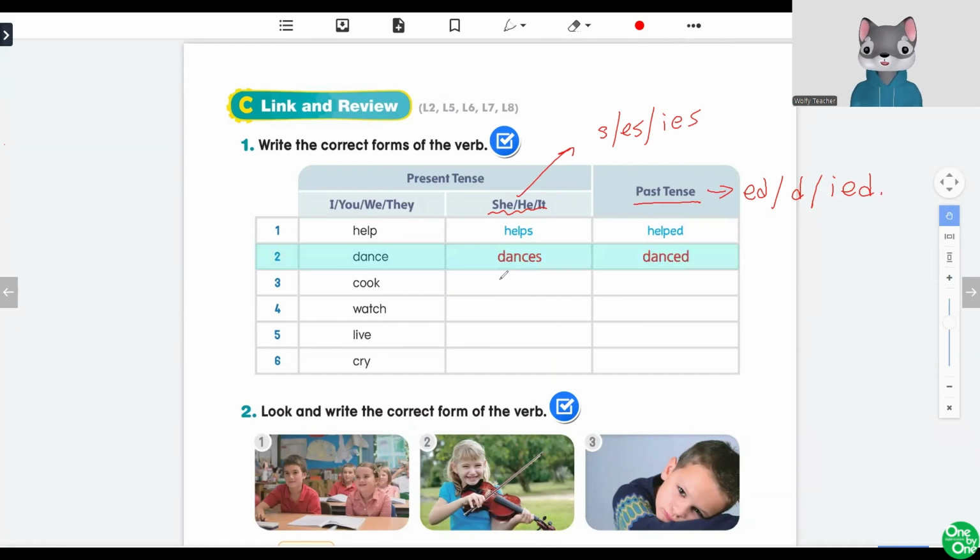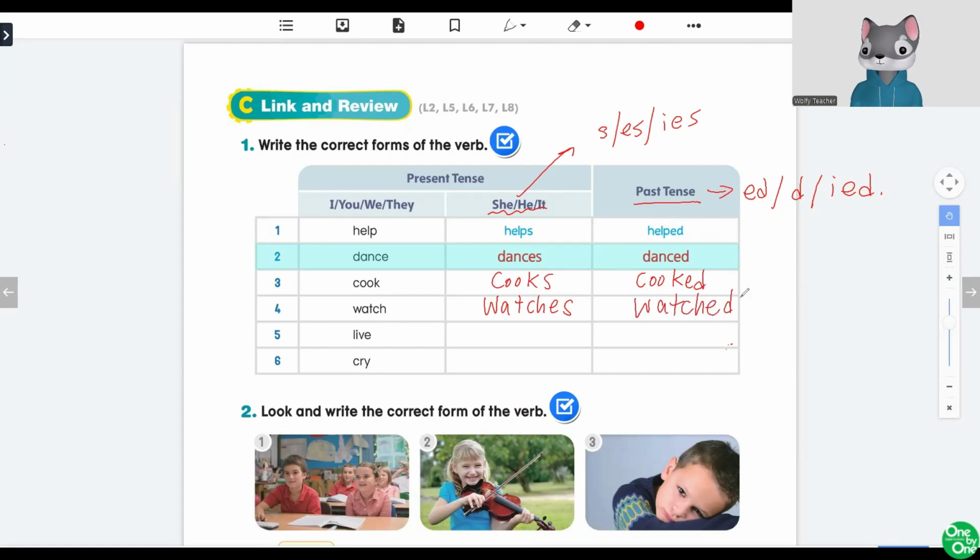Very good. Now, next one, cook. What about cook? Now, because it's a he or a she or it, we need an S. Cooks. And then if it's the past tense, remember, it's a normal action word, so cooked. We need an ED at the end. Watch. It's a normal action word, but if it's a he, she, and it on the present tense, we need to put a... that's correct. We need to put an ES. Okay, he watches.